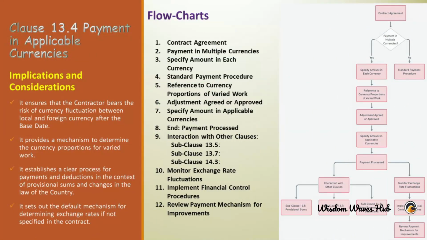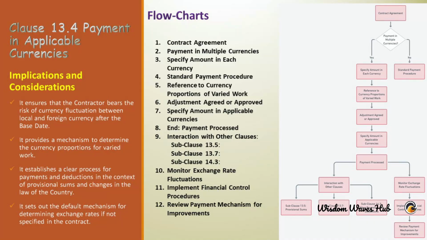Let us expand the flowchart furthermore. Advanced level flowchart. Contract agreement. This is the initiation point where the contract is agreed upon by both parties. Payment in multiple currencies. A decision point to determine if the contract involves payments in multiple currencies.